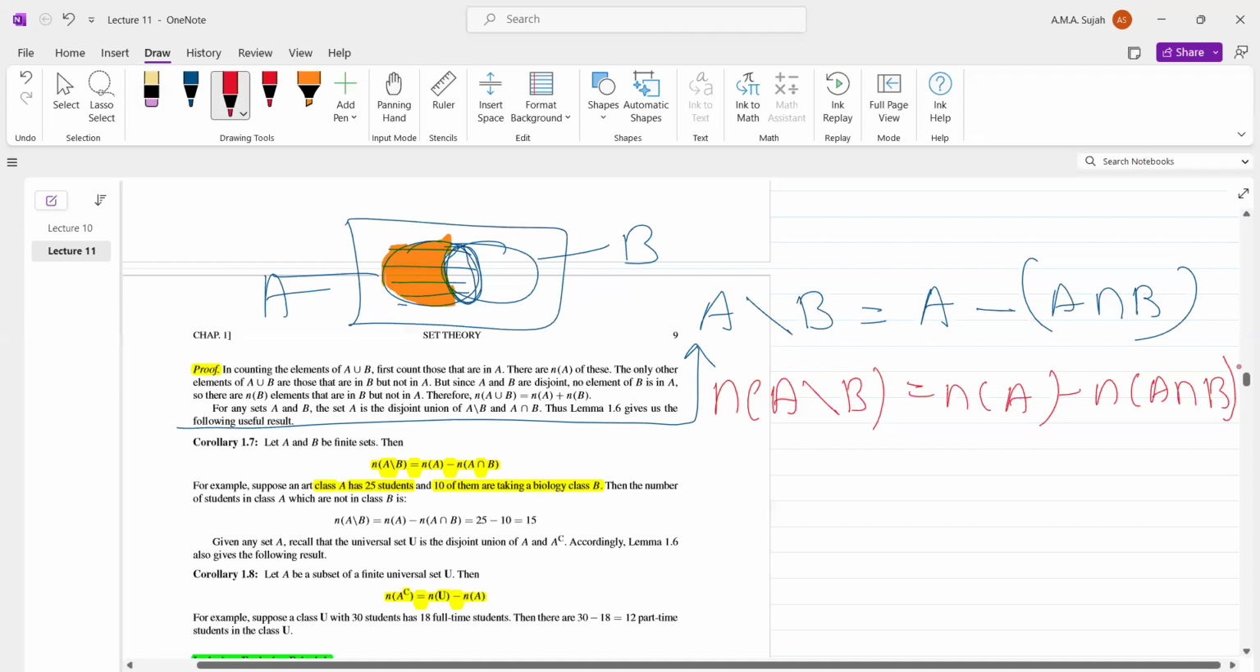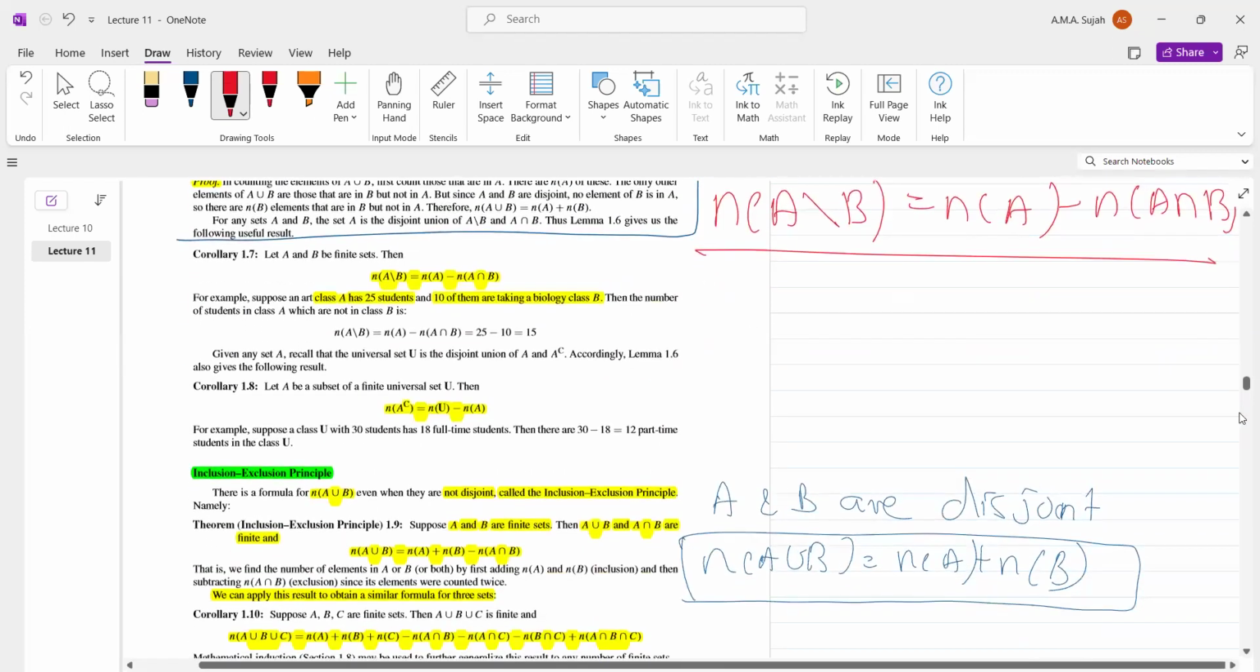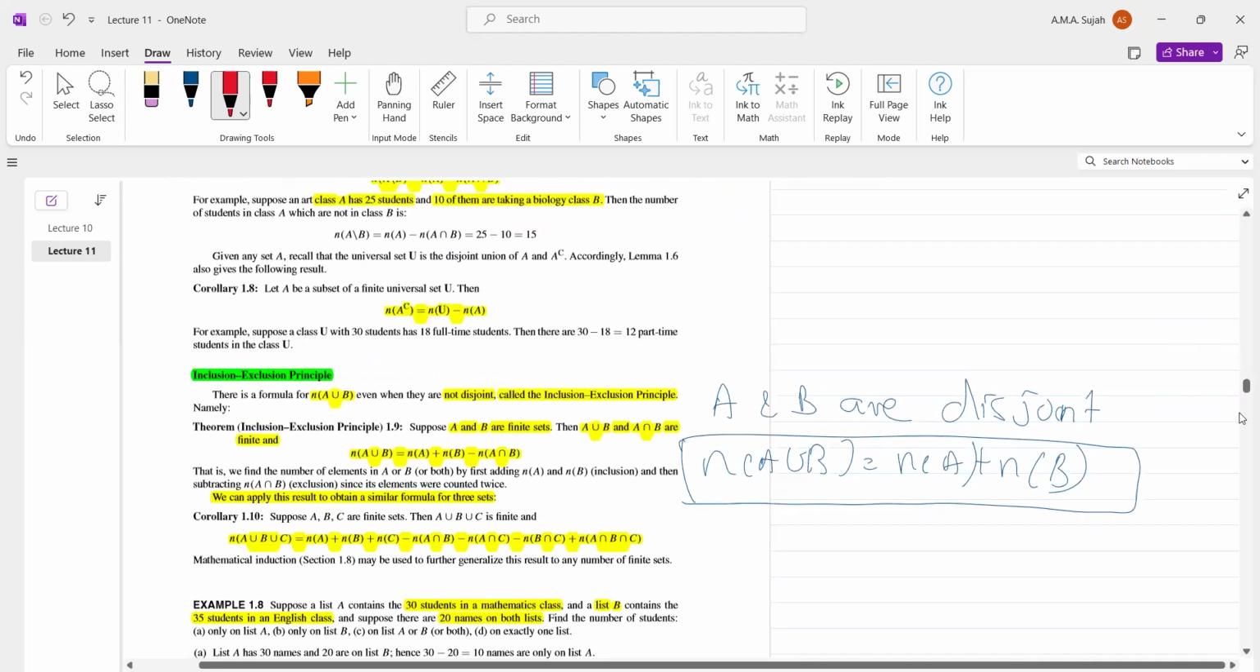So the number of elements in A difference B is equal to the number of A minus the number of A intersection B, right? It's up to your requirements. You can create different equations. Okay, they are giving an example.